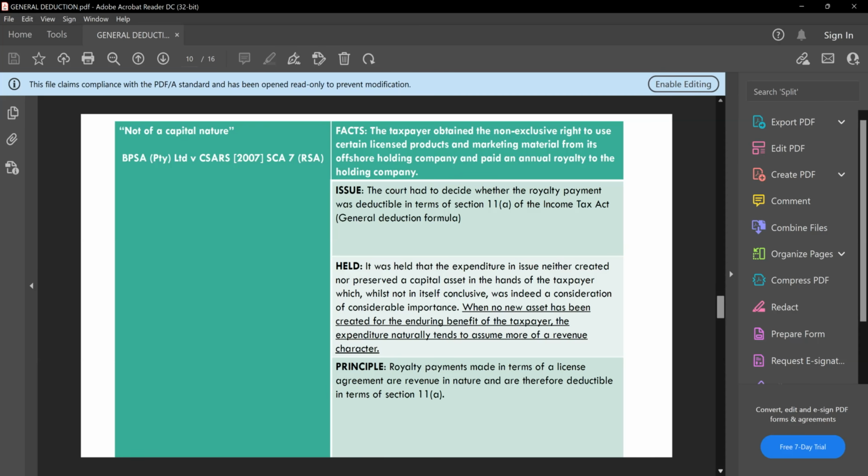So, in simple terms, when no new asset has been created for the enduring benefit of the taxpayer, the expenditure naturally tends to assume more of a revenue character. The principle thereof is that the royalty payments made in terms of license agreements are of a revenue nature and therefore deductible in terms of Section 11A because they don't create an enduring benefit.